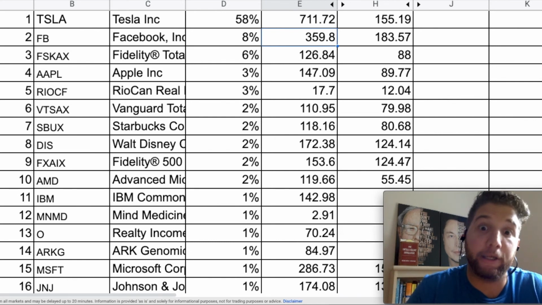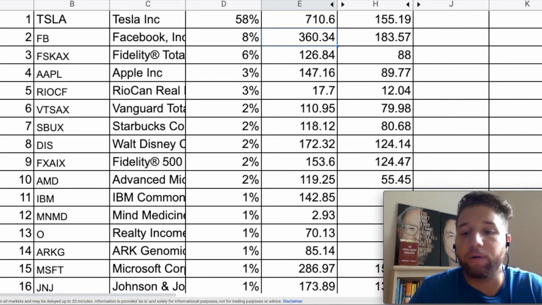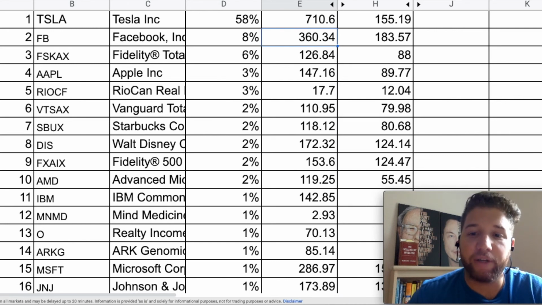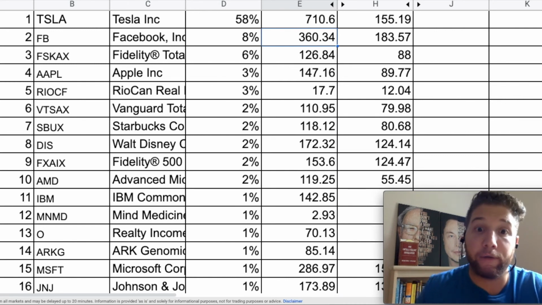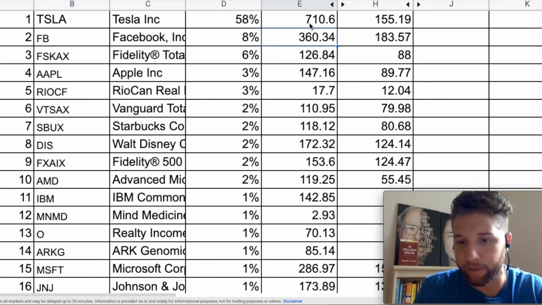Before you go crazy, most of that is gains. So maybe I put around 8 to 10% of my cash that I invest into Tesla, and as you can see, it's pretty much 5x here. My cost basis is around $155. Tesla's currently somewhere in the ballpark of $710.